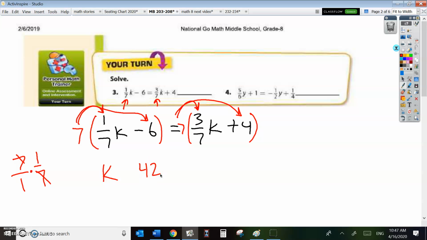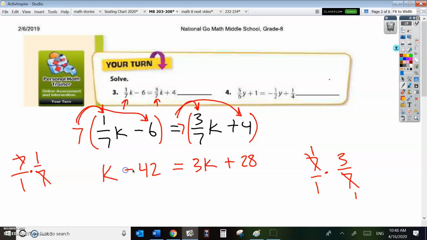So 7 times 3 over 7, just cross cancel the 7's, and then they turn into 1's. 1 times 3 is 3, so you end up with 3k, and then 7 times 4 is 28.